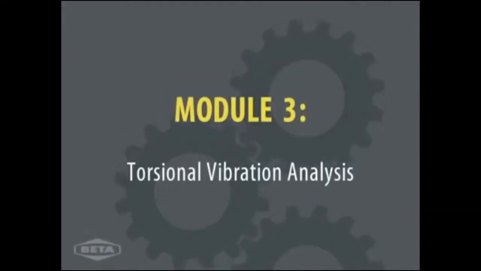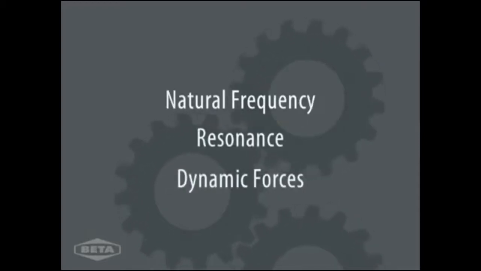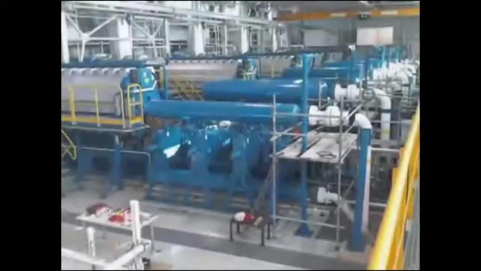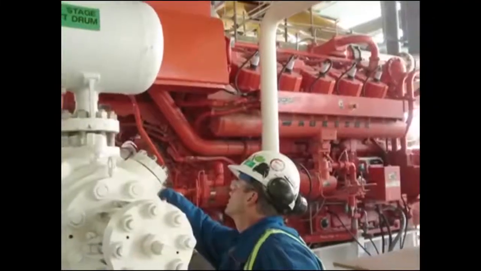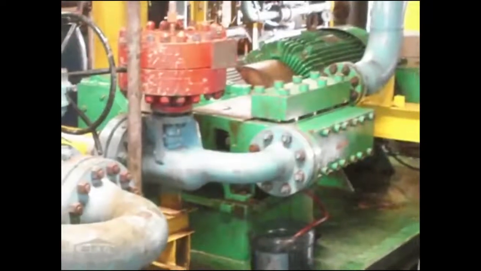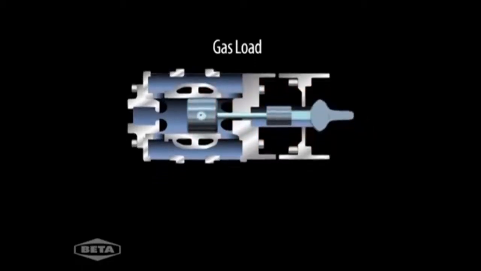In this module, we will discuss torsional vibration. This topic builds on many terms introduced in Module 1, namely natural frequency, resonance, and dynamic forces. All rotating equipment, including compressors, engines, and pumps, will experience a torsional load. One important torsional load is the gas load inside a reciprocating compressor. The gas load acts on the piston and is transmitted to the crankshaft.